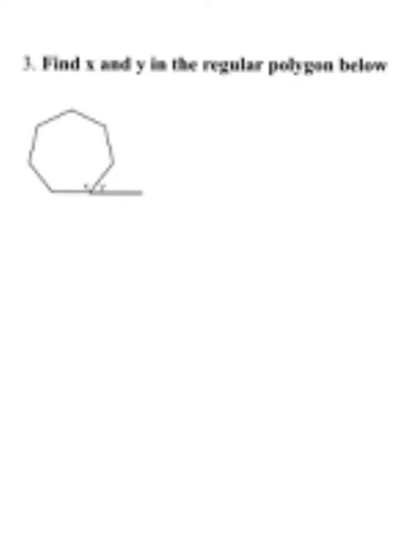Question number 3 wants us to find x and y in the regular polygon below. I would start by finding y because for me that's easier. Y is an exterior angle. So in order to find it, we're going to take 360 and divide by the number of sides. It has 1, 2, 3, 4, 5, 6, 7 sides. When I divide 360 by 7, it seems like it's about 51.4 degrees.